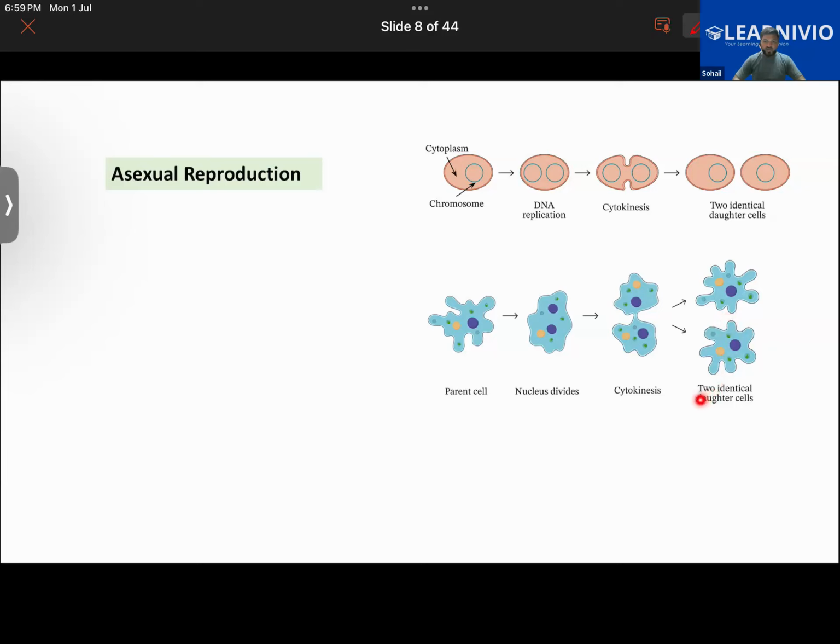Thereby, you have two identical daughter cells, like this one and this one. Both of them are identical in physical appearance, and genetically also they are identical, in both ways. Getting it, guys? In both ways, they are identical to each other. Is that much clear to everyone now?